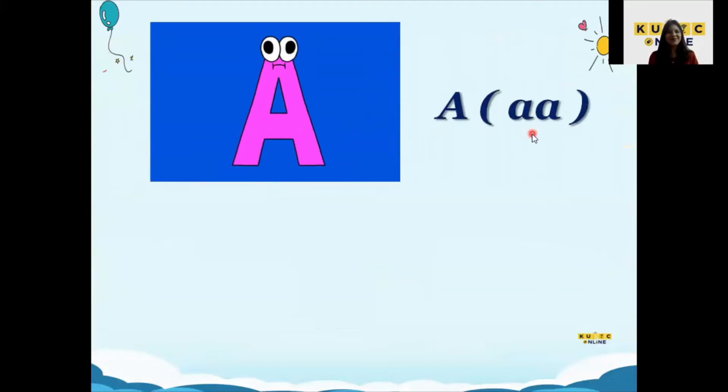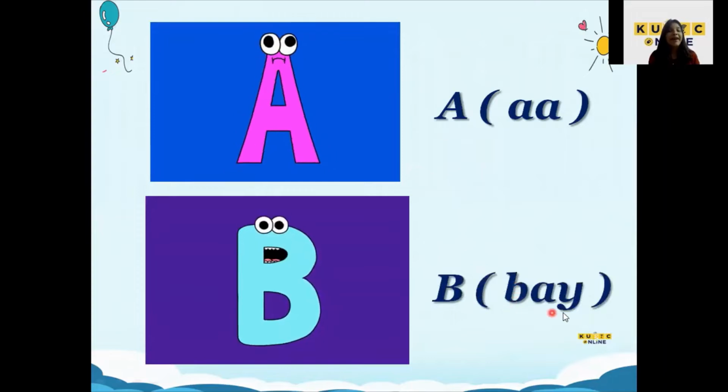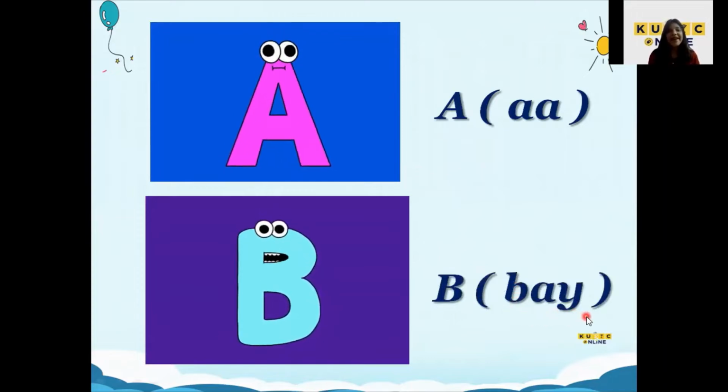A. Just remember, in brackets I have written the pronunciation, so don't get confused. The letter A is pronounced A in German. A. B. B. Once again. A. B. Good. Do you know the next letter?